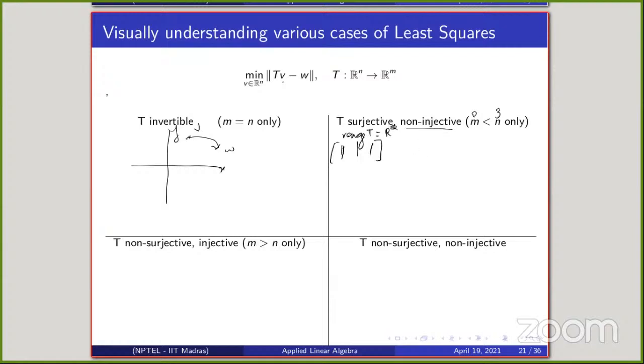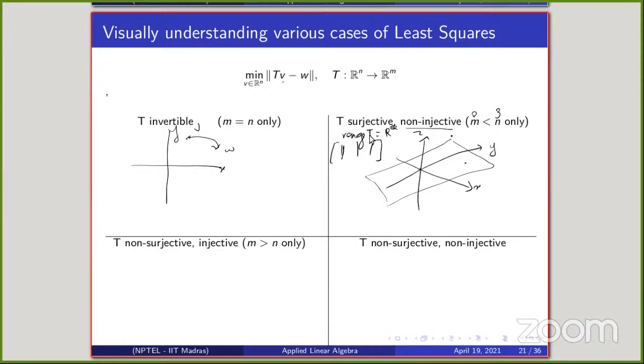So let's imagine we have the 3D coordinate space like this, and because this is a 2 by 3 matrix, let's assume we're dealing with the standard basis. The range of T is basically the xy plane. So if the range of T is only the xy plane, the vector w actually also lies only in the xy plane, because the codomain vector space is also R2.